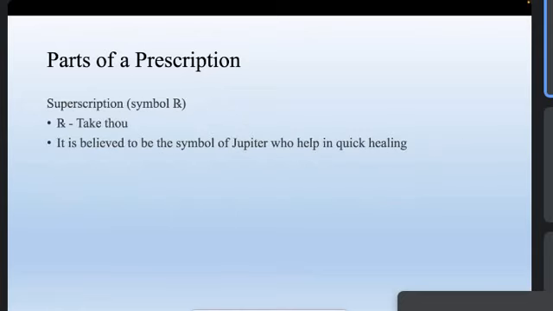Okay, so again, what is superscription? It is a symbol Rx. So it is take thou, as discussed yesterday. So it is believed to be the symbol of Jupiter, who helps in quick healing. So it is basically more of praying to the god of Jupiter to heal the particular patient.